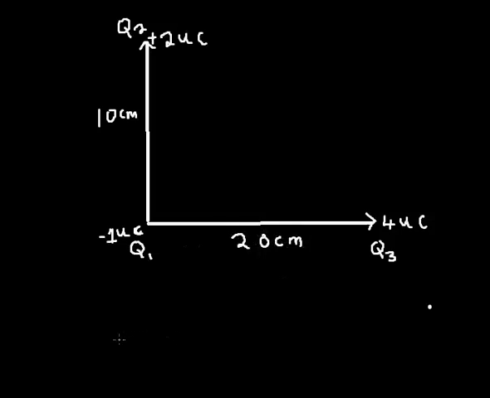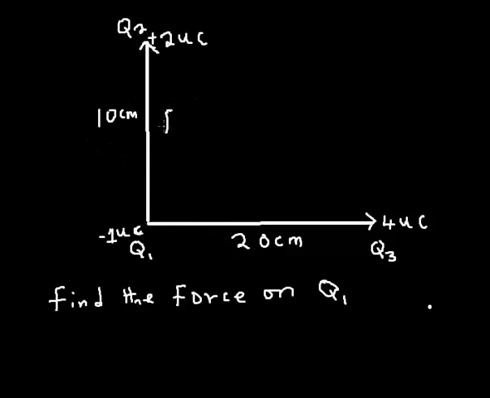So the question now is, find the force on Q1. So the resultant force on Q1 is going to be the force due to Q2, which I call F12, and it's acting vertically. And the other is the force due to Q3, which I call F13.